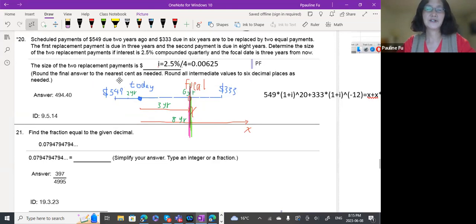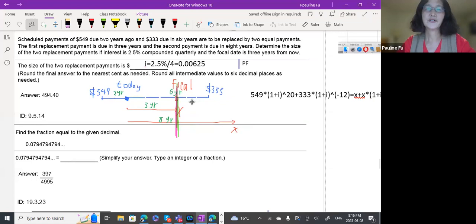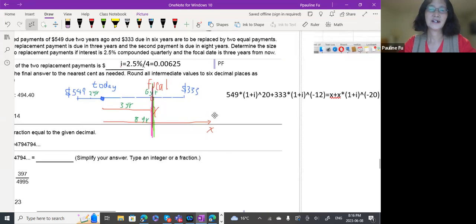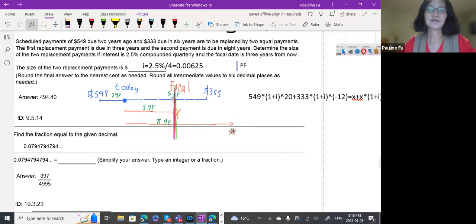Okay, we need to calculate the future value for 549 on the focal date. So calculate the future value. And then on the focal date, calculate the present value for 333. Those two values add together, the future value of 549 plus the present value for 333, equal to this X plus the present value for this X. The present value for this X, and this X has 5 years from this point to here.